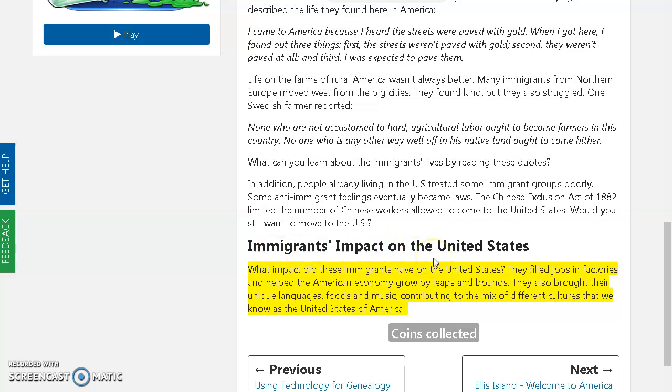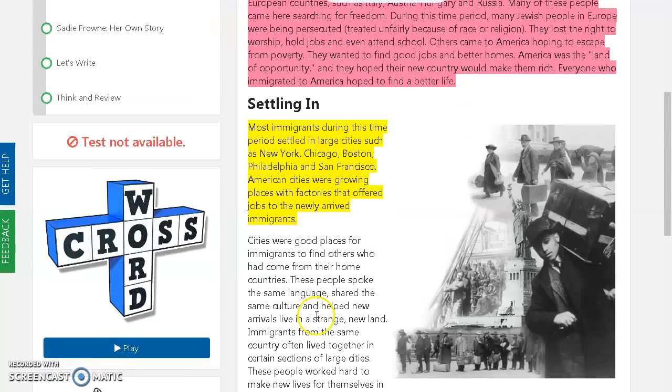Immigrants' impact on the United States. On this question, what you need to know is what impact the immigrants had on the United States. Right here it says they filled jobs in factories and helped the American economy grow by leaps and bounds. They also brought their unique languages, foods, and music, contributing to the mix of different cultures that we know as the United States of America. So you need to know both of those things.